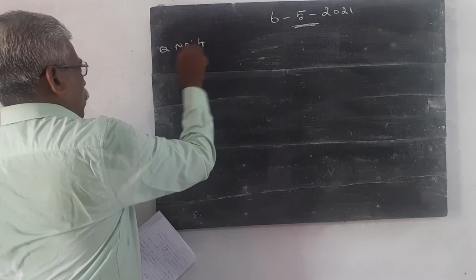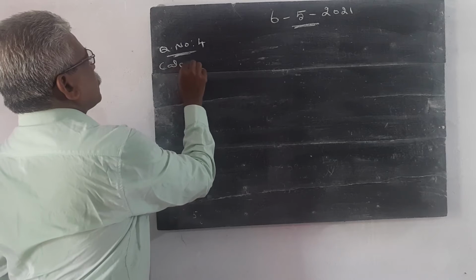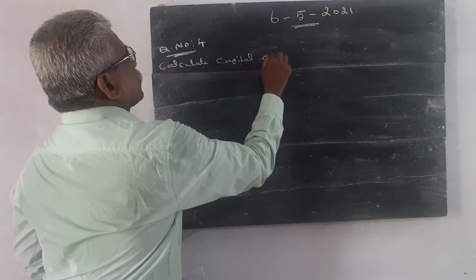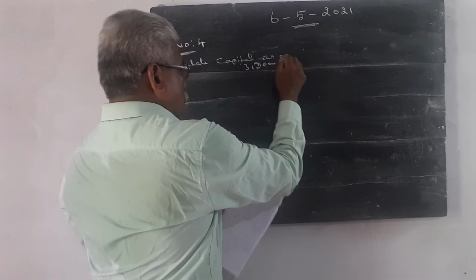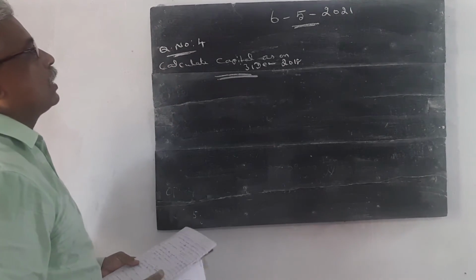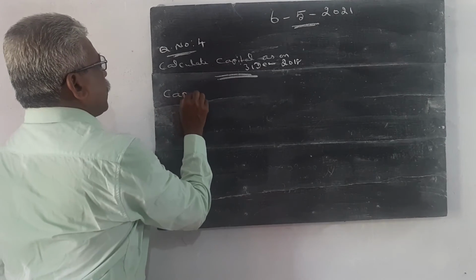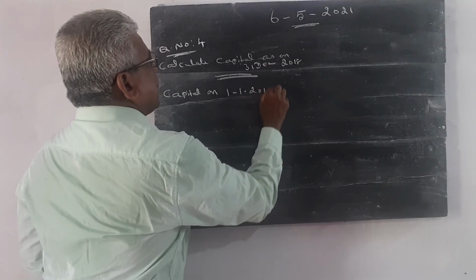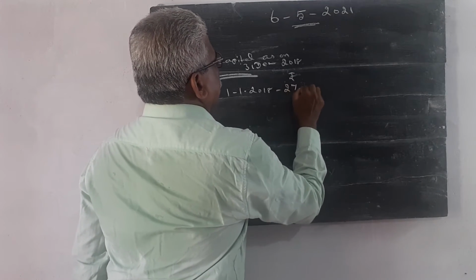Question number 4. Calculate capital as on 31st December 2018. Capital on 1/1/2018 is rupees 27,500.